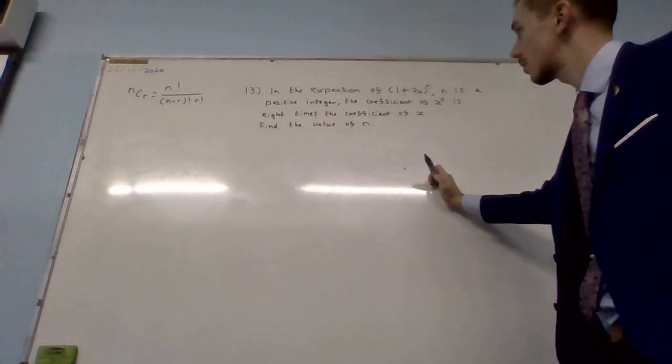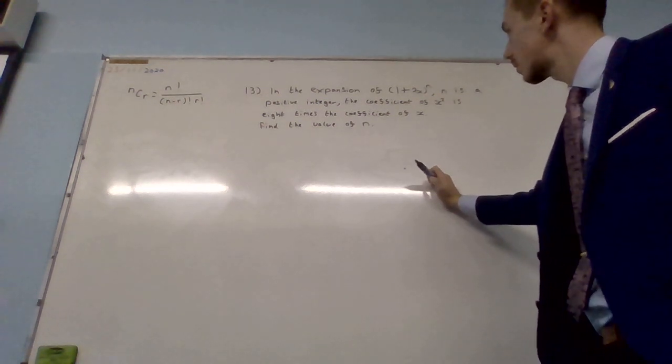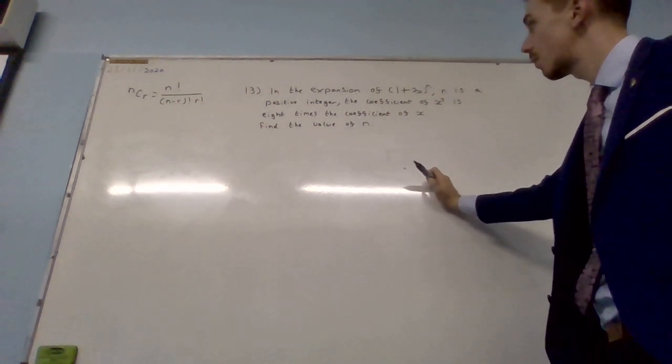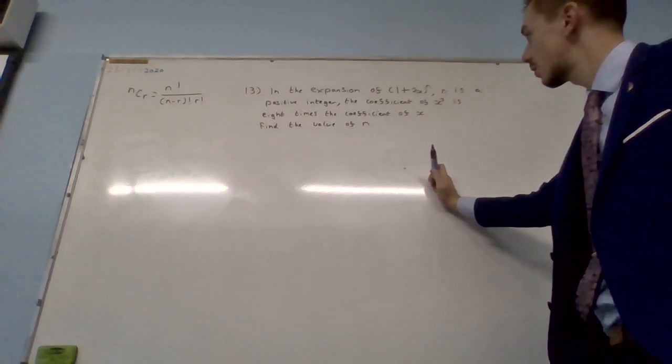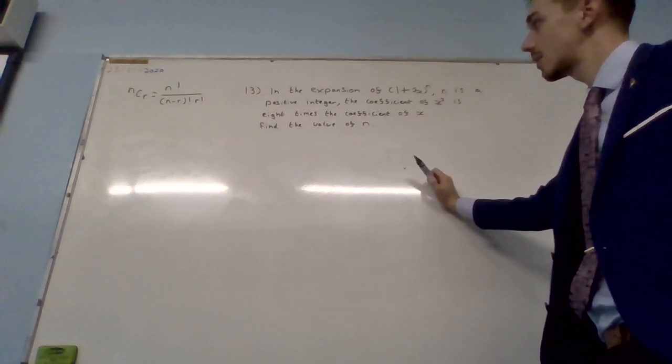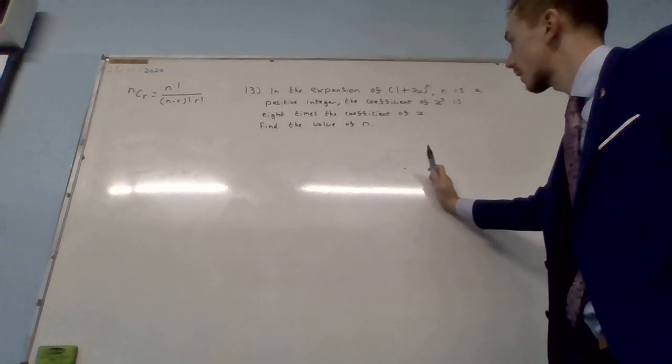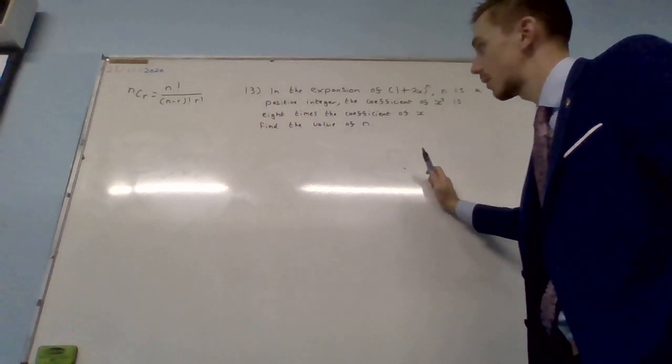In the expansion of (1 + 2x)^n, where n is a positive integer, the coefficient of x squared is 8 times the coefficient of x. Find the value of n.